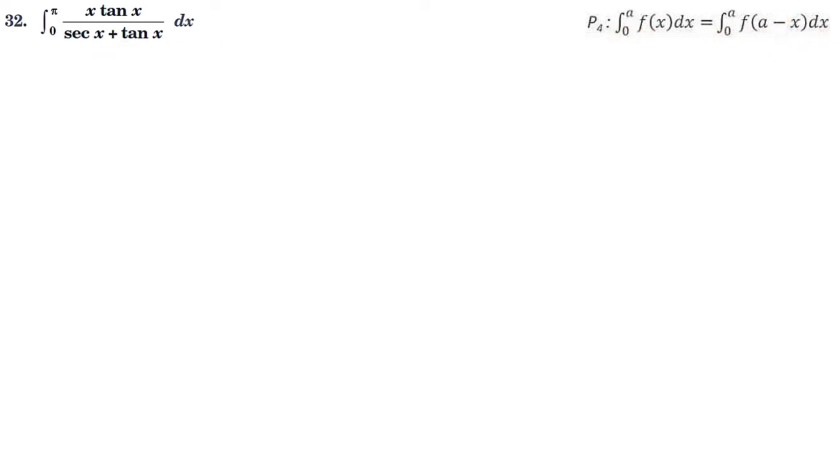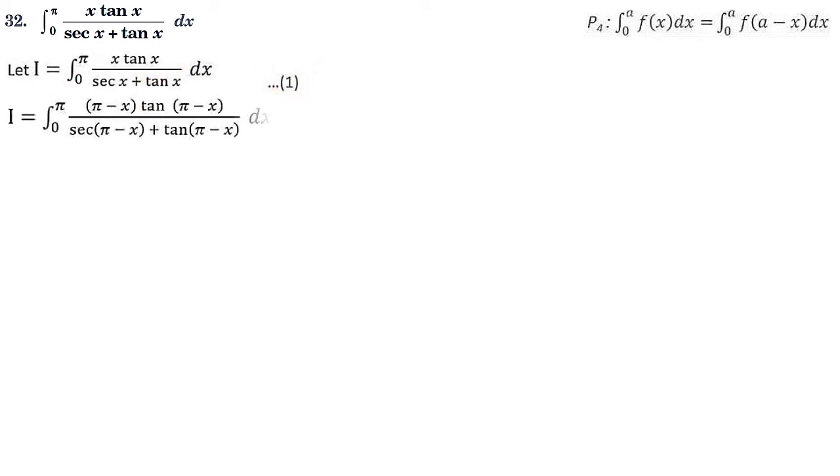So we know the algorithm. First we will take that one as I, and put equation number 1, and then we will apply the property. I is equal to integral 0 to pi f of a minus x dx, means x will be substituted as a minus x, upper limit is pi, so pi minus x into tan x replaced with pi minus x, sec x replaced with pi minus x, tan x replaced with pi minus x dx.